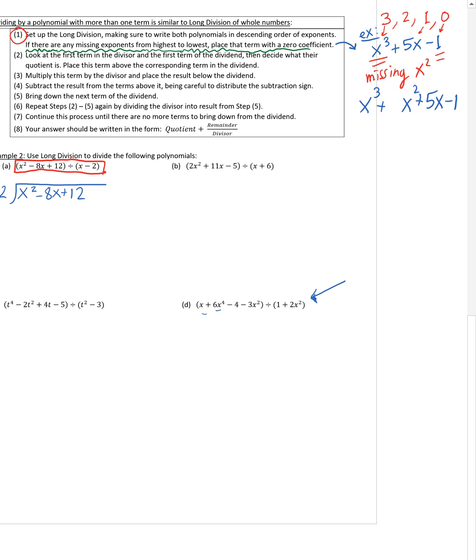But you can't just write a new term and expect it to be the same thing. This is now a totally new problem. The way to fix it is to say I have 0 x squareds, because 0 times anything is 0. So that's what we're going to have to do in these problems.